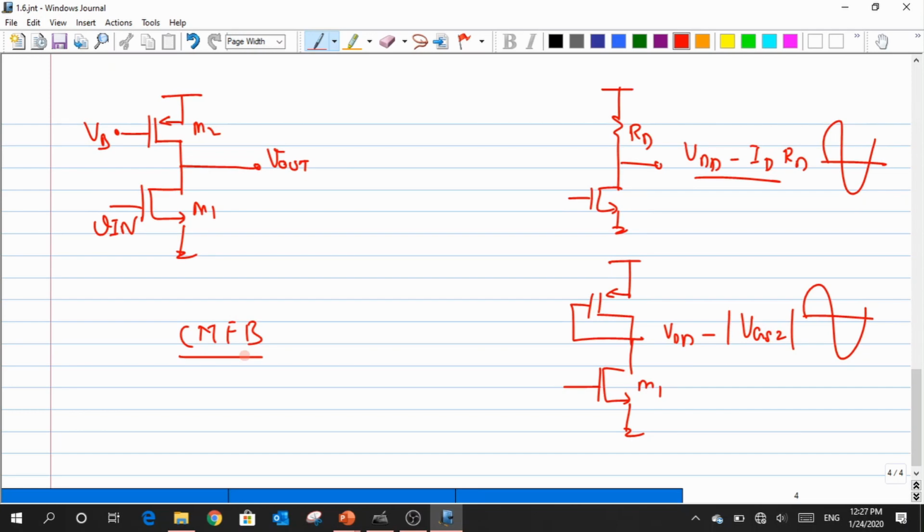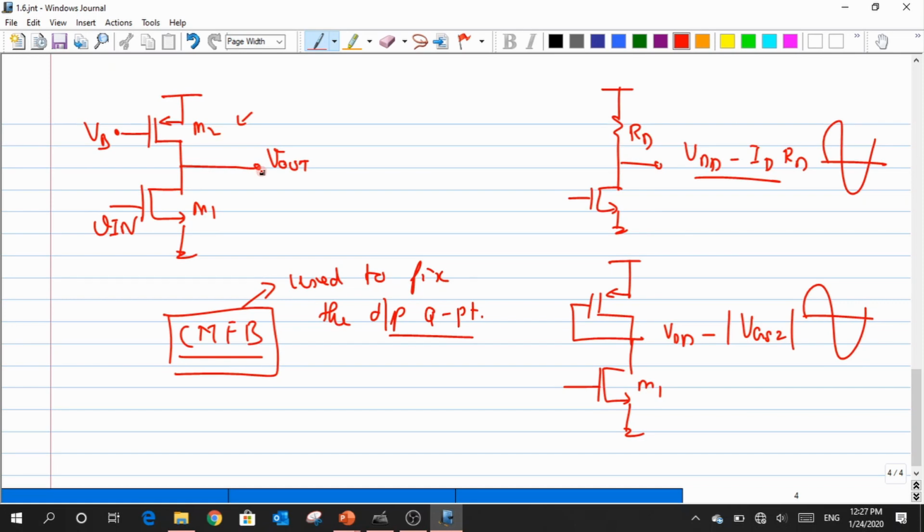This common mode feedback is used to fix the output Q point, only for current source loads. Please make sure of that, because here nobody is there to control my output Q point. It can be any level. So we need extra circuitry to deal with it. That extra circuitry is called common mode feedback, and it will help us fix the output Q point to a desired value. Say for example, I want this output Q point to be fixed at VDD by 2, we can do it with that network. Does it make sense?